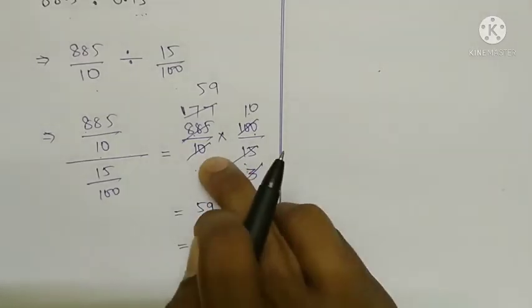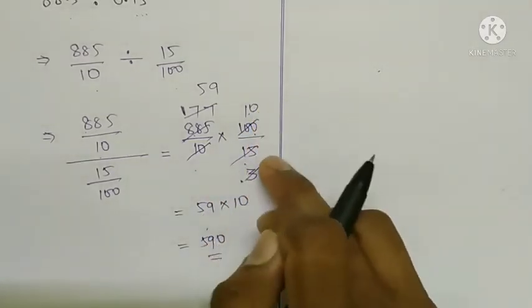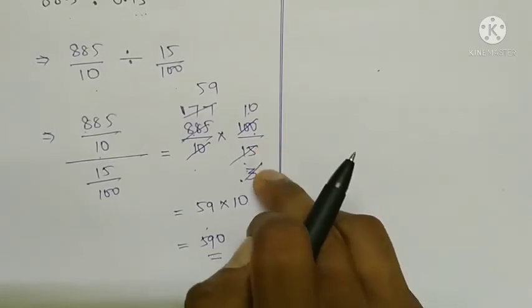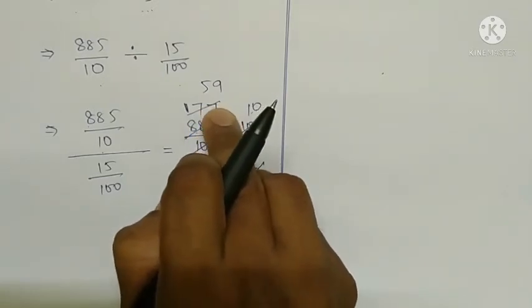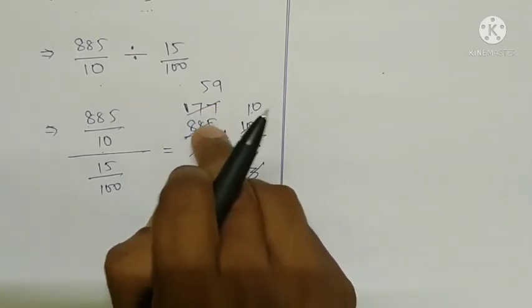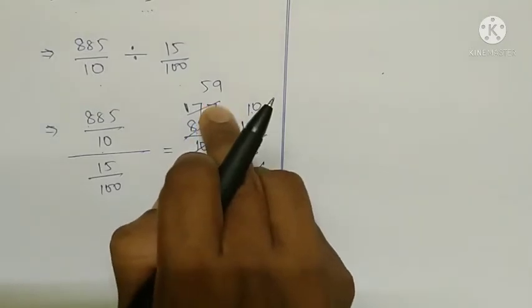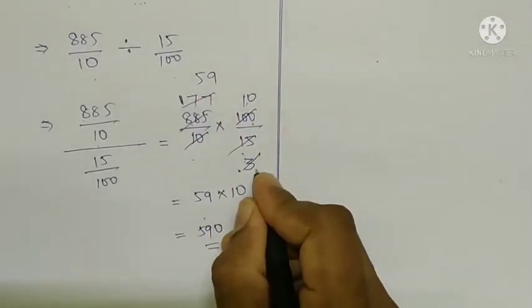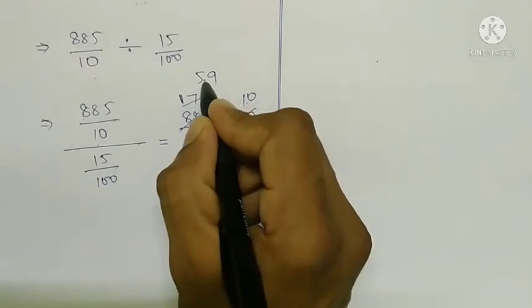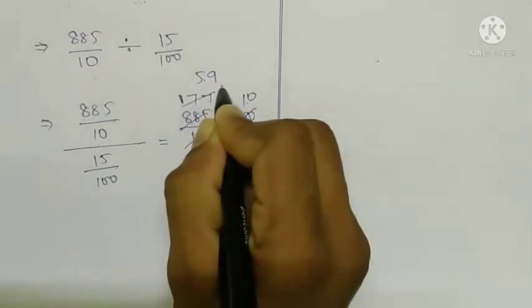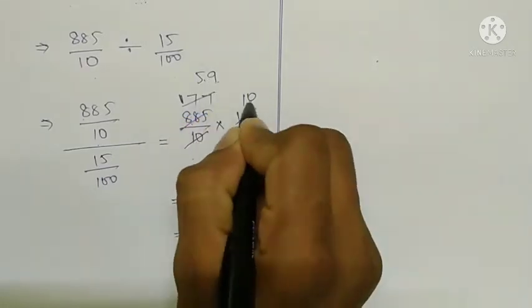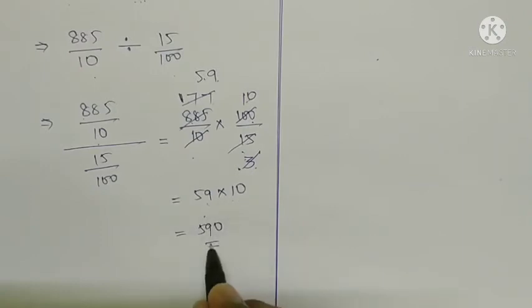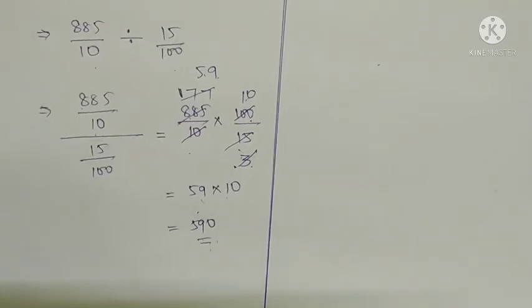So here 10 how many times divides 100? 10 times. So here 5 3s are 15, 5 1s are 5, 5 7s are 35 and again 5 7s are 35. Why? Because here 3 is carried, right? 5 7s are 35. So 3 table: 3 1s are 3, 3 5s are 15, 2 carries, right? So 3 9s are 27. So finally we get 59 into 10, which means 590 is your final result. Okay, my dear? Right.